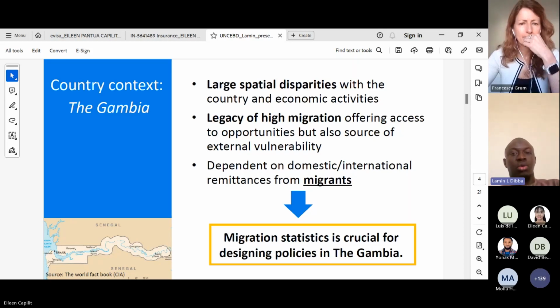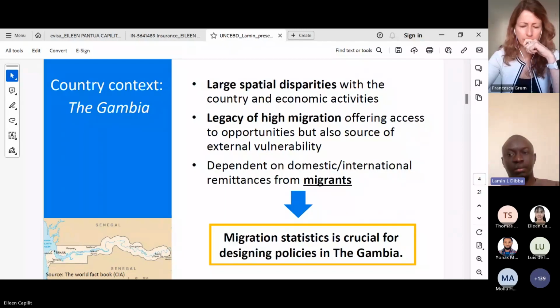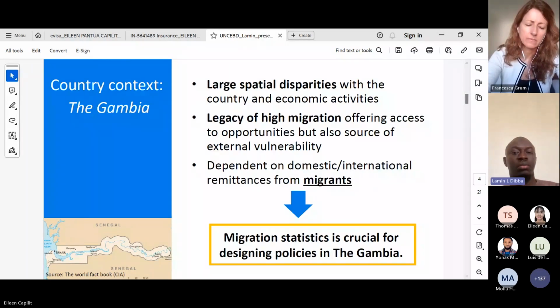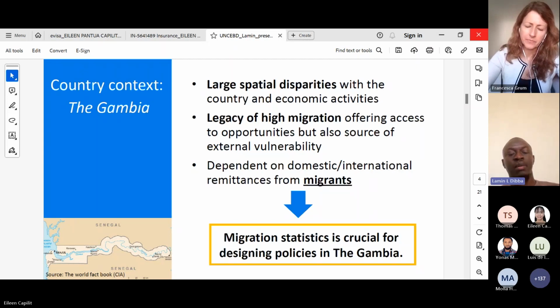It's important to know that in the Gambia we have a lot of disparity when it comes to economic activities, and this is a reason why people have to move from one location to another. This has given rise to a high level of migration, which offers access to opportunities but also has its downside and consequences, because it also causes some external vulnerabilities. We also know that there is a high level of dependence on remittances from migrants, both domestic and international. That is why it's very important to look at migration from different perspectives.